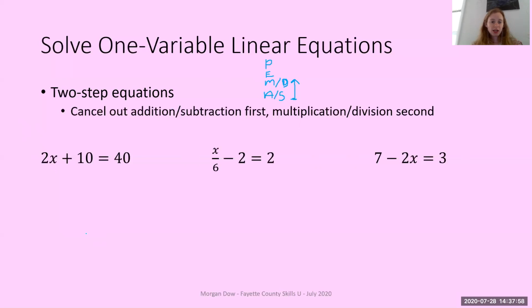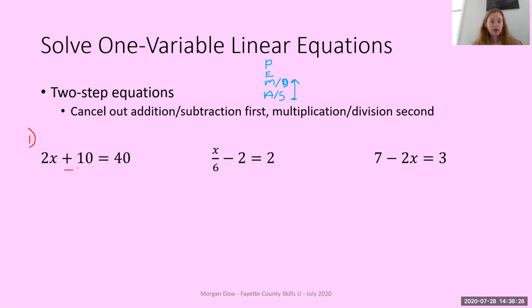All right, so let's take a look at the first example here. In this first example, just focus on the side with the variable. We've got multiplication and we've got addition. So if we think about what's happening to the variable, the variable is being multiplied by 2 and we're adding 10. So we're gonna tackle that addition first, and then we're gonna tackle the multiplication.